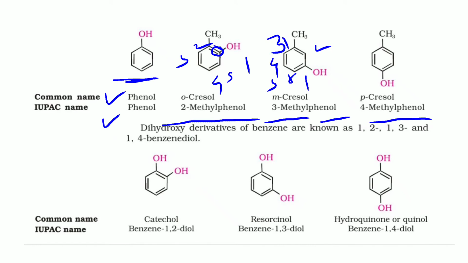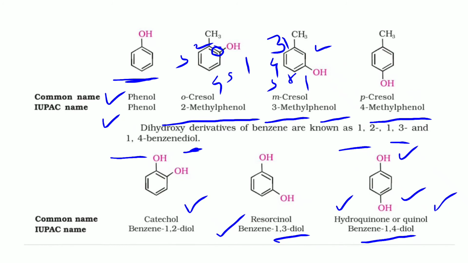Dihydroxy derivatives of benzene are also known as 1,2, 1,3 and 1,4 benzene diol. Diol means there are two OH groups. Here you can see 1,2-diol benzene. It is also known as catechol. In resorcinol, you can see 1,3-diol is present in the benzene ring, and if 1,4-diol is present, with the 1 and 4 position OH groups occupied, then it is also known as hydroquinone or quinol in common names.